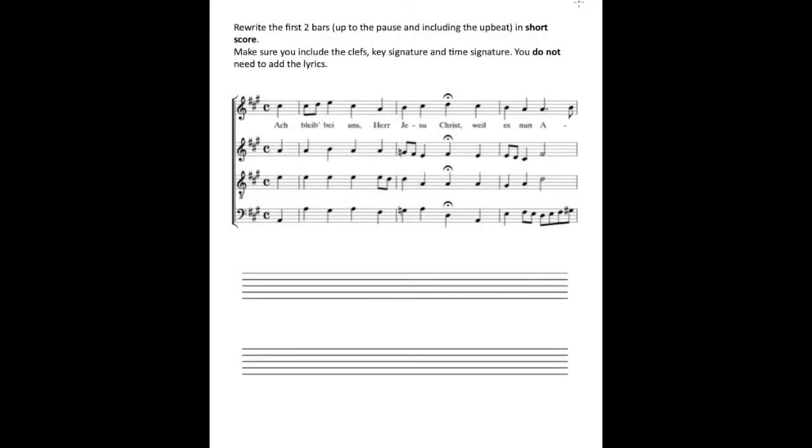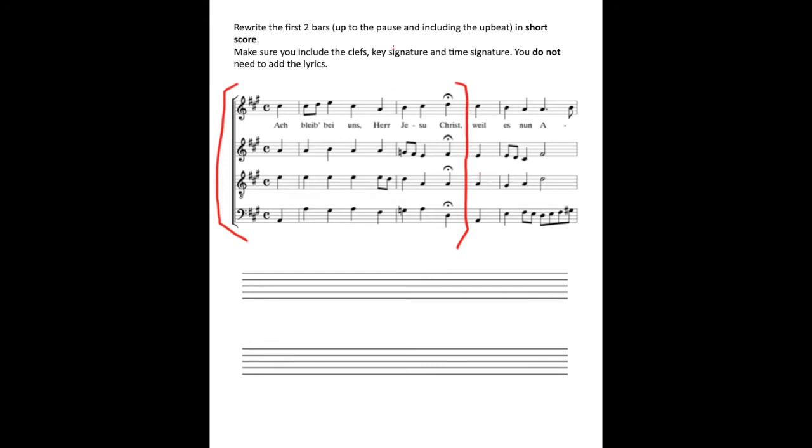Okay, so in this example, we're being asked to rewrite the first two bars up to the pause and including the upbeat in ShortScore. So first two bars, so here is the first full bar, here is the second bar. It says up to the pause. Remember the pause is this thing here, this symbol. And including the upbeat, so that's this part here before the bar really begins.